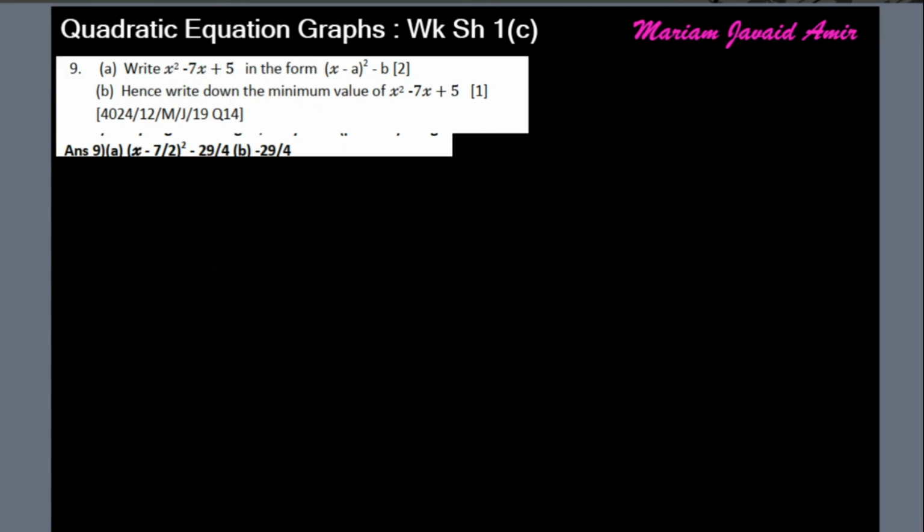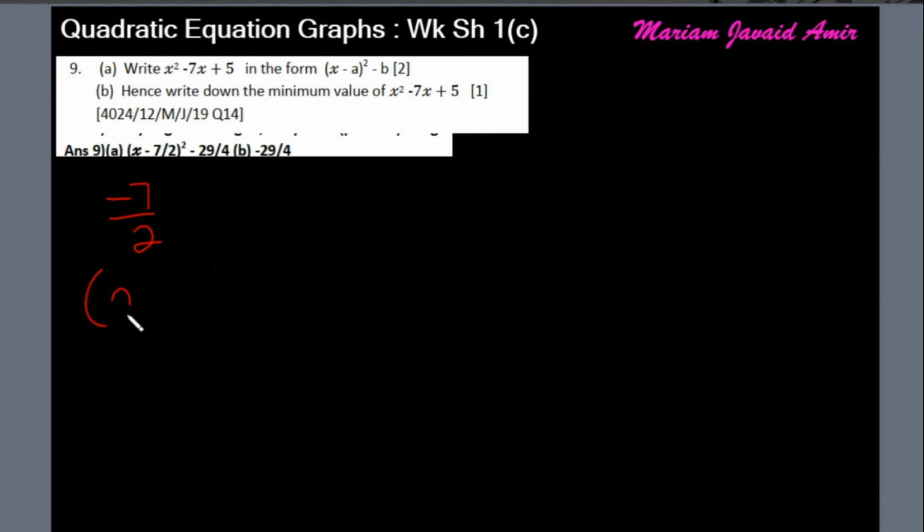Question number 9. Write x square minus 7x plus 5 in the form x minus a whole square minus b, which means we need to change the given form into completing square form. For that, first we determine the coefficient of x, which is minus 7, then we divide it by 2, which gives us minus 7 over 2.